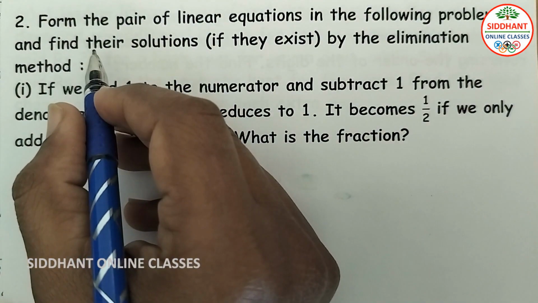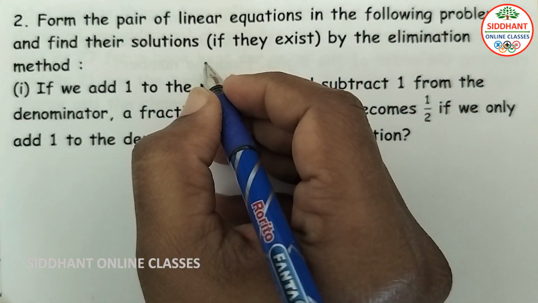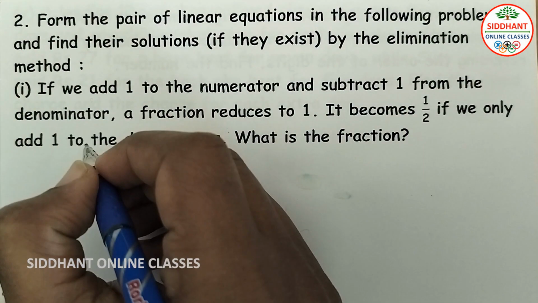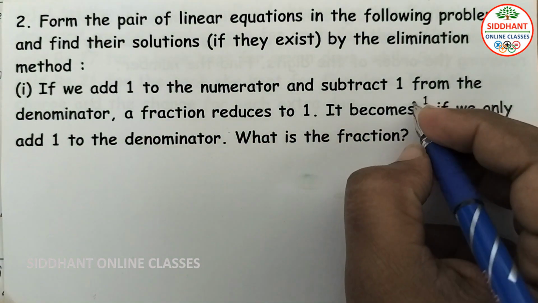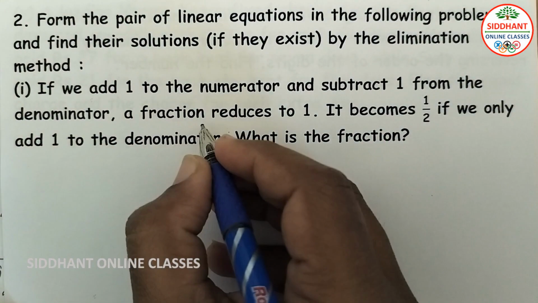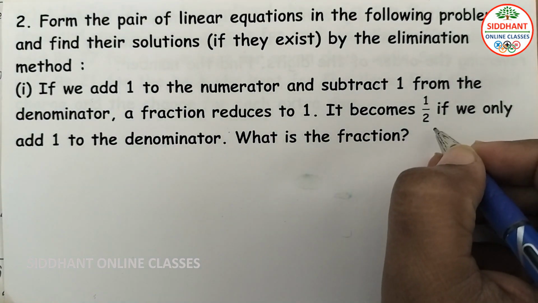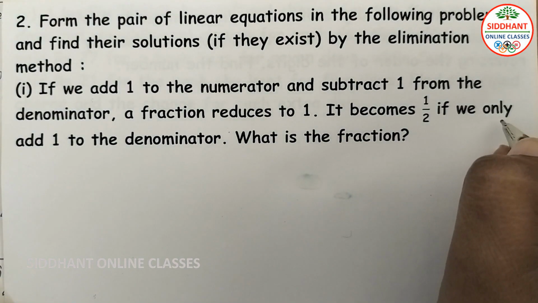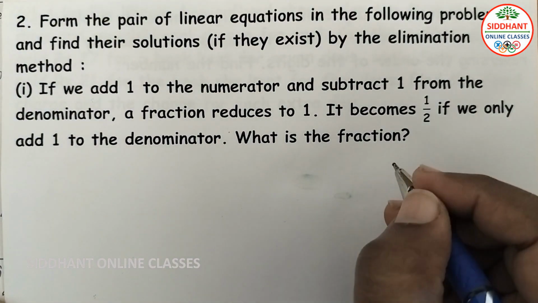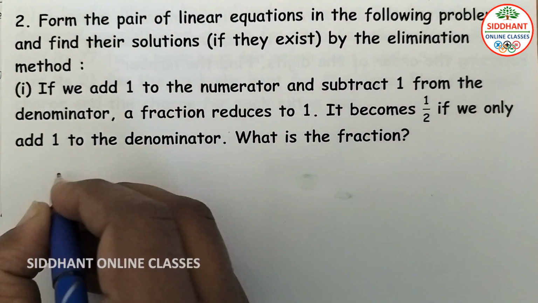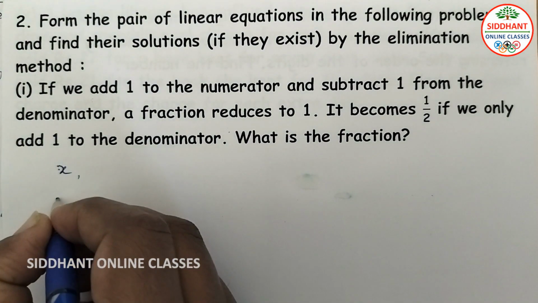Question number 2. Form the pair of linear equations in the following problems and find their solutions by the elimination method. First one: if we add 1 to the numerator and subtract 1 from the denominator, a fraction reduces to 1. If we only add 1 to the denominator, it becomes 1 by 2. What is the fraction? So let the fraction be x by y.